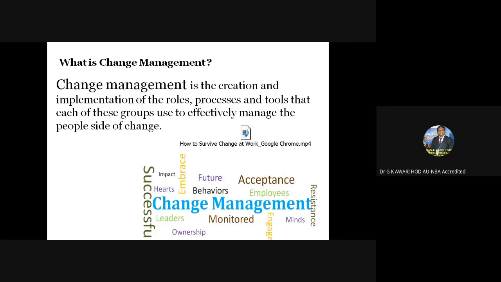So what is the change management? Change management has to be successful one, and its impact will be there. Then future behaviors, acceptance, employees, resistance, monitoring, leaders' mindset and ownership. All these are relevant components of the change management. Here on this side, resistance is also written, because human nature offers resistance to the change. The human mind offers a resistance to the change, so this kind of resistance will be there in the change management.